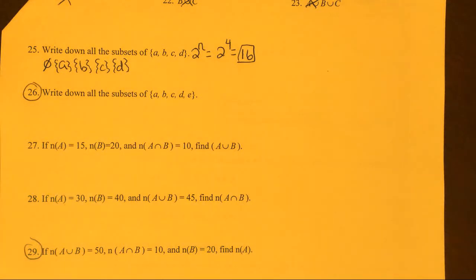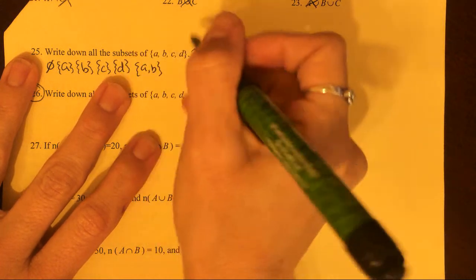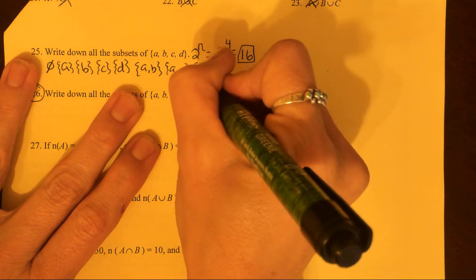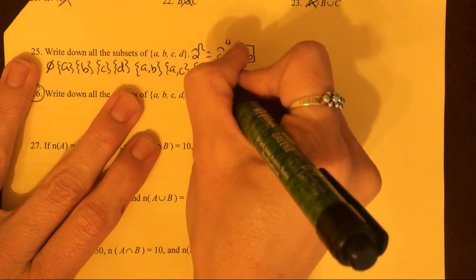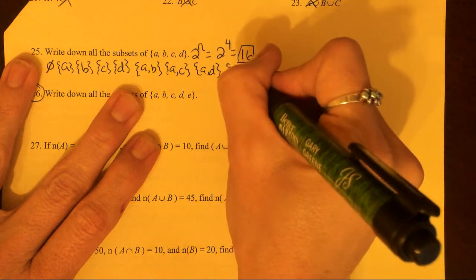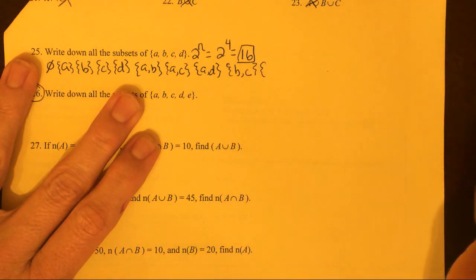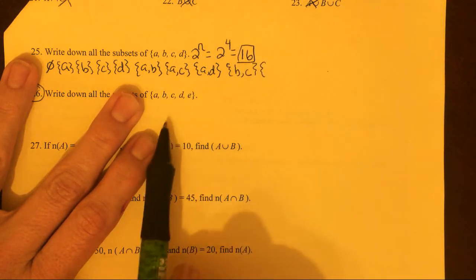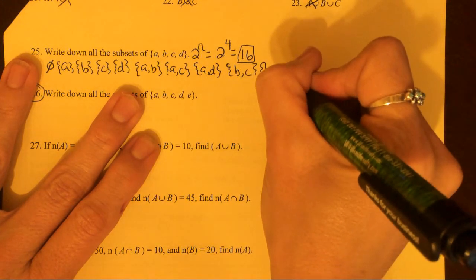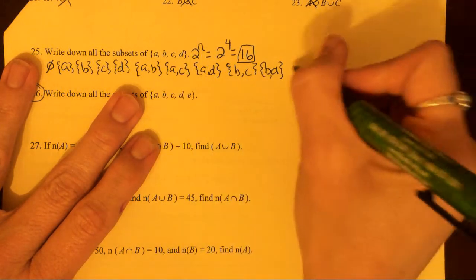Okay, now I'm going to go do all my doubles. So I can have A and B. I can also have A and C. I can also have A and D. Okay. I can also have B and C. I don't have B and C yet. And I can have B and D. And then I can also have C and D.